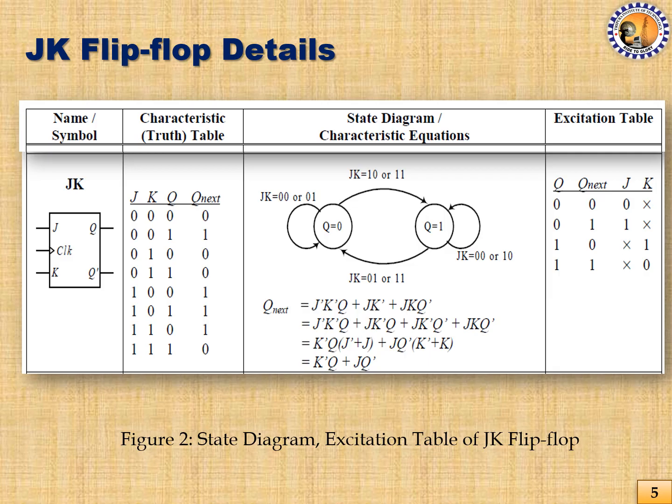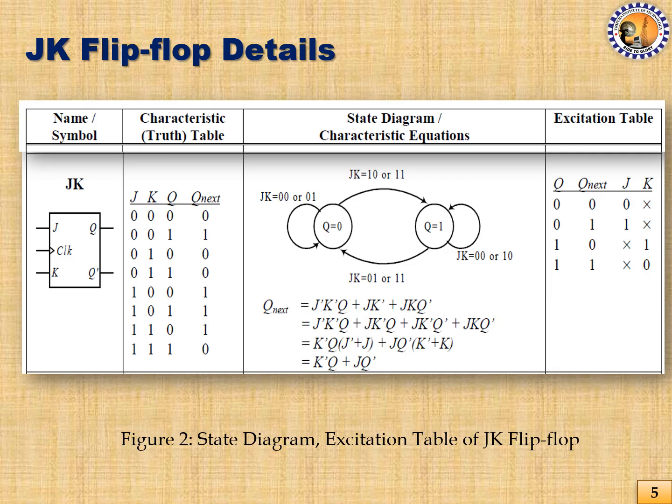plus J Q bar. And over here, in the excitation table, we can see that the 0 to 0 transition is 0, don't care. Again, the same condition we can see, which is similar to that of the SR flip-flop. The 0 1 condition means the present state is 0 and the next state is 1. Here it differs from the SR flip-flop because we can see that JK can be 1, 0 or 1, 1. So here 1 is common for J, and for K, in one case the value is 0, in another case it is 1. So that's why we get a don't care.